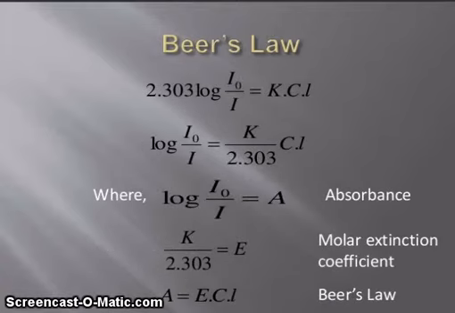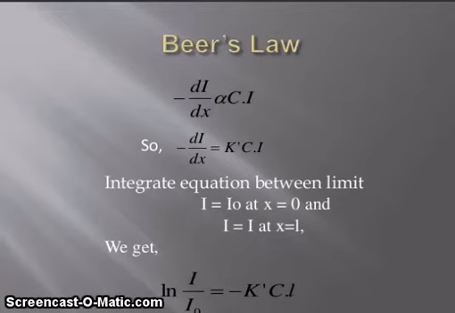Beer's law: minus dI by dx is directly proportional to CI, so minus dI by dx is equal to kCI. Integrate the equation between limits I is equal to I naught, x is equal to 0, and I is equal to I at x is equal to l. So we get ln I by I naught is equal to minus k prime C l.